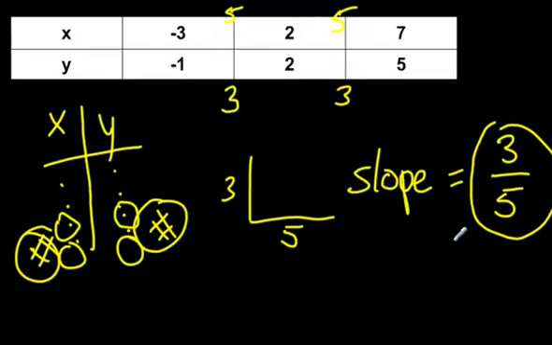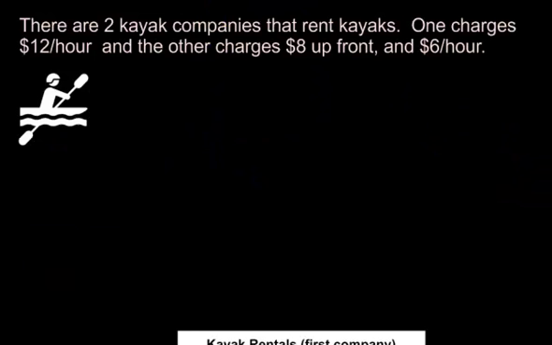We're going to go to a question now that has to do with a kayak company. It says there are two kayak companies that rent kayaks. One charges $12 an hour, and the other charges $8 up front and $6 an hour. Here's our little picture of a kayak dude over here. Watch this. You ready? This is exciting. I bet you never thought math videos could be that exciting. Well, we won't even bring that up yet.